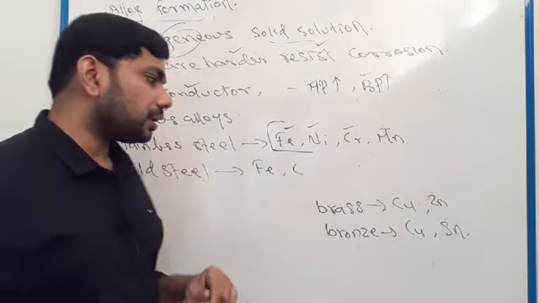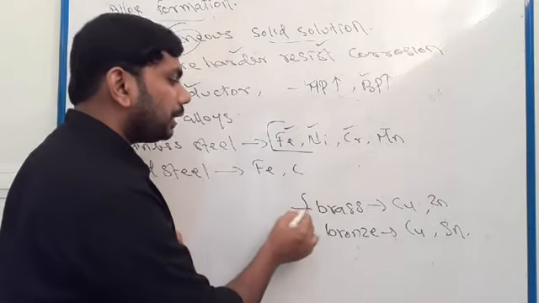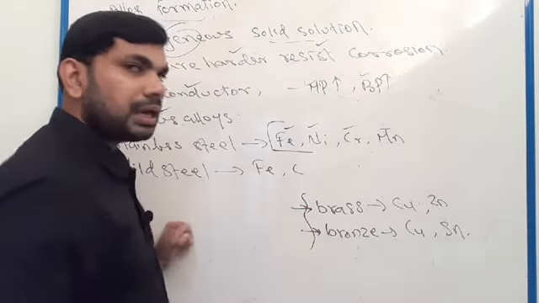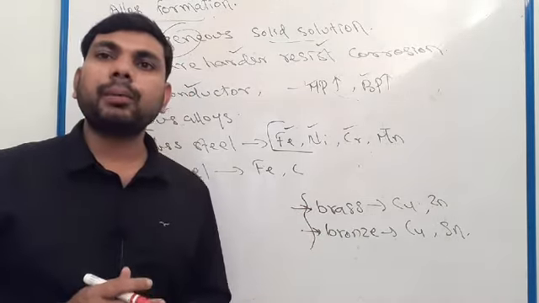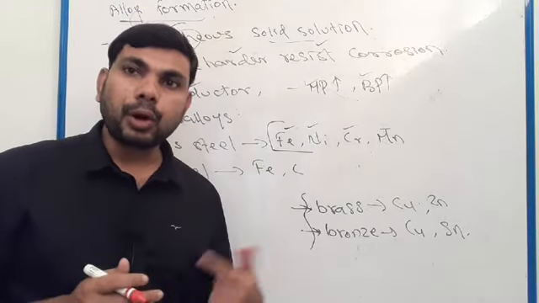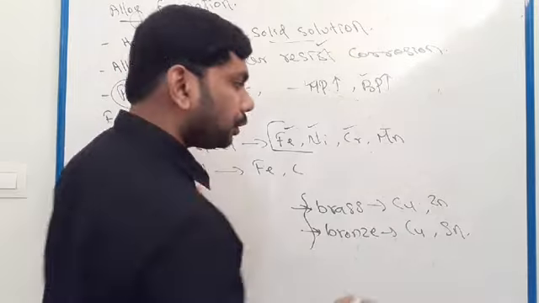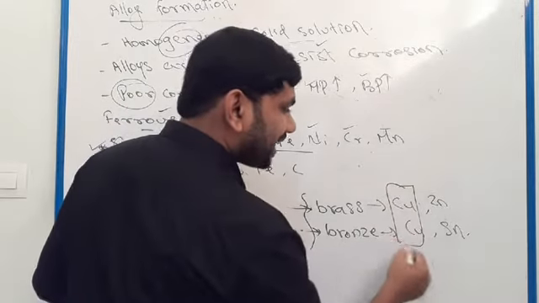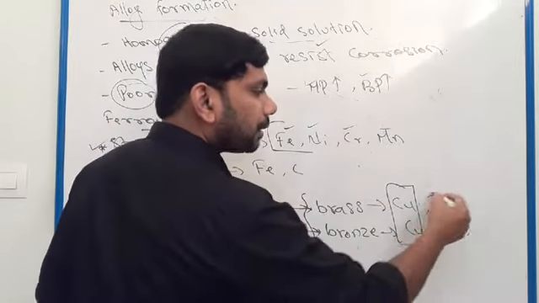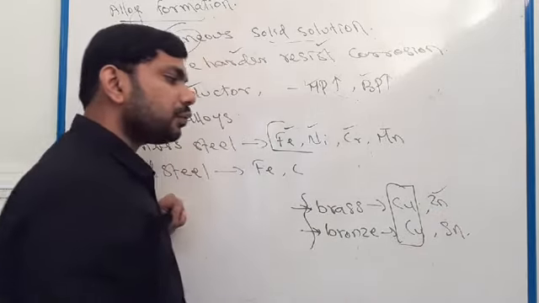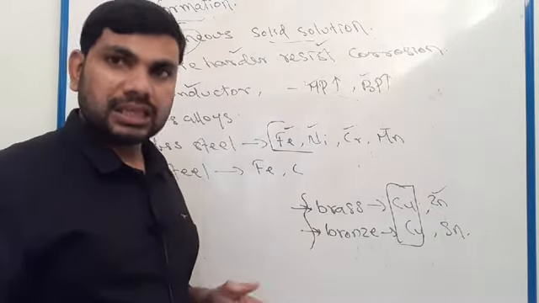Okay, another two examples of alloys: brass and bronze. Brass contains copper and zinc. Bronze contains copper and tin. Both contain copper.